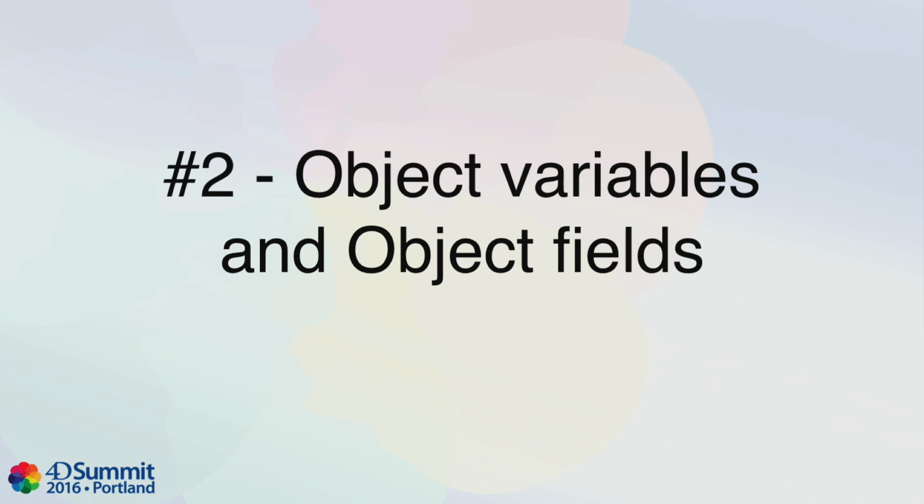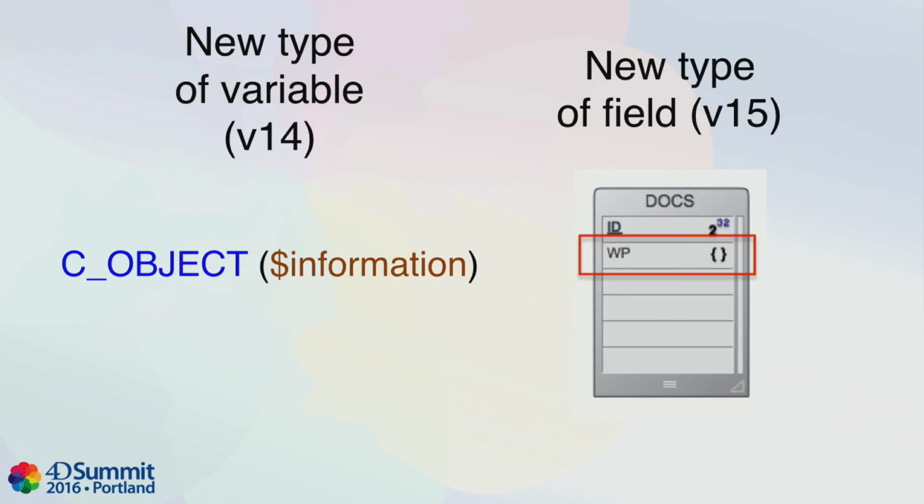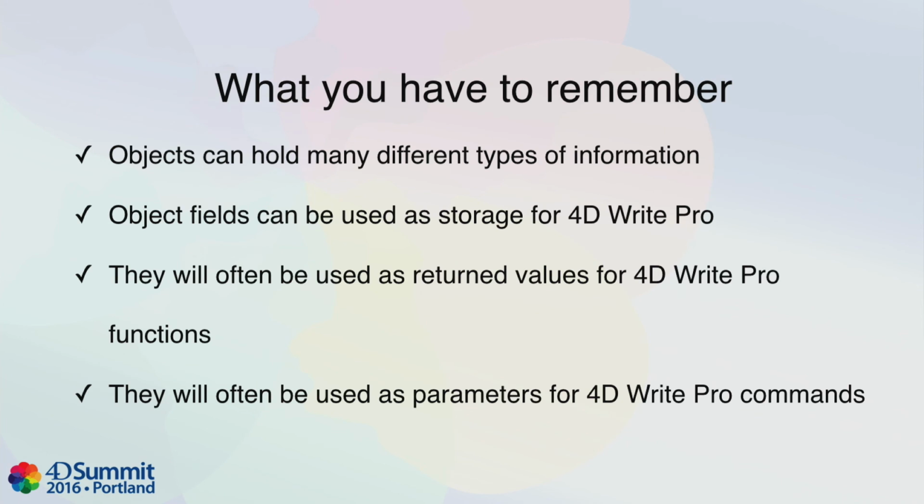So now we'll have a quick view on object variables and object fields. Object variables have been introduced in V14, and object fields have been introduced in V15. I don't know if you have already used objects, but don't worry. There are only a couple of things you have to know about objects. Objects can hold many kinds of information, and as you remember, 4DY Pro documents are object type. So it's a good thing because you will be able to save them directly in the object fields of 4D.